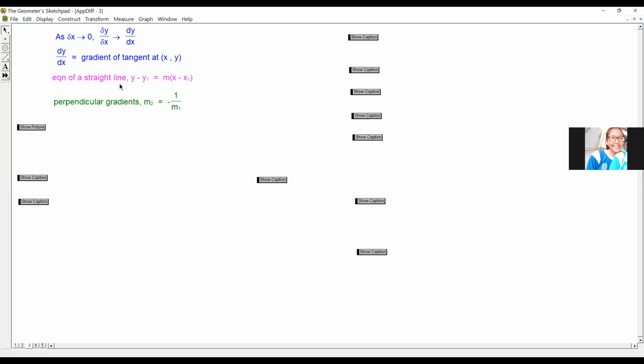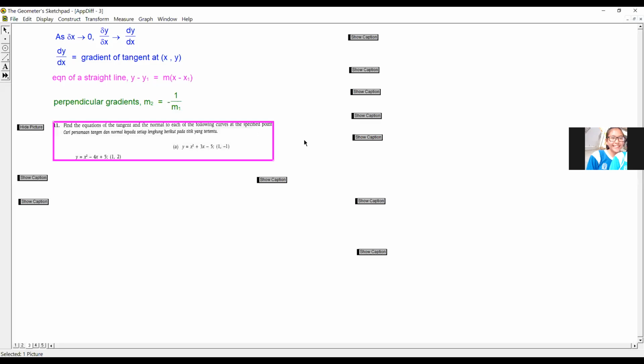Second, you must recall from our coordinate geometry how to find the equation of a straight line: y minus y1 equals m(x minus x1). The third thing you need to know is the gradient of two perpendicular lines. If m1 and m2 are the gradients of two perpendicular lines, then the relationship between m1 and m2 is m2 equals negative 1 over m1. So these are the three things that you need to know.